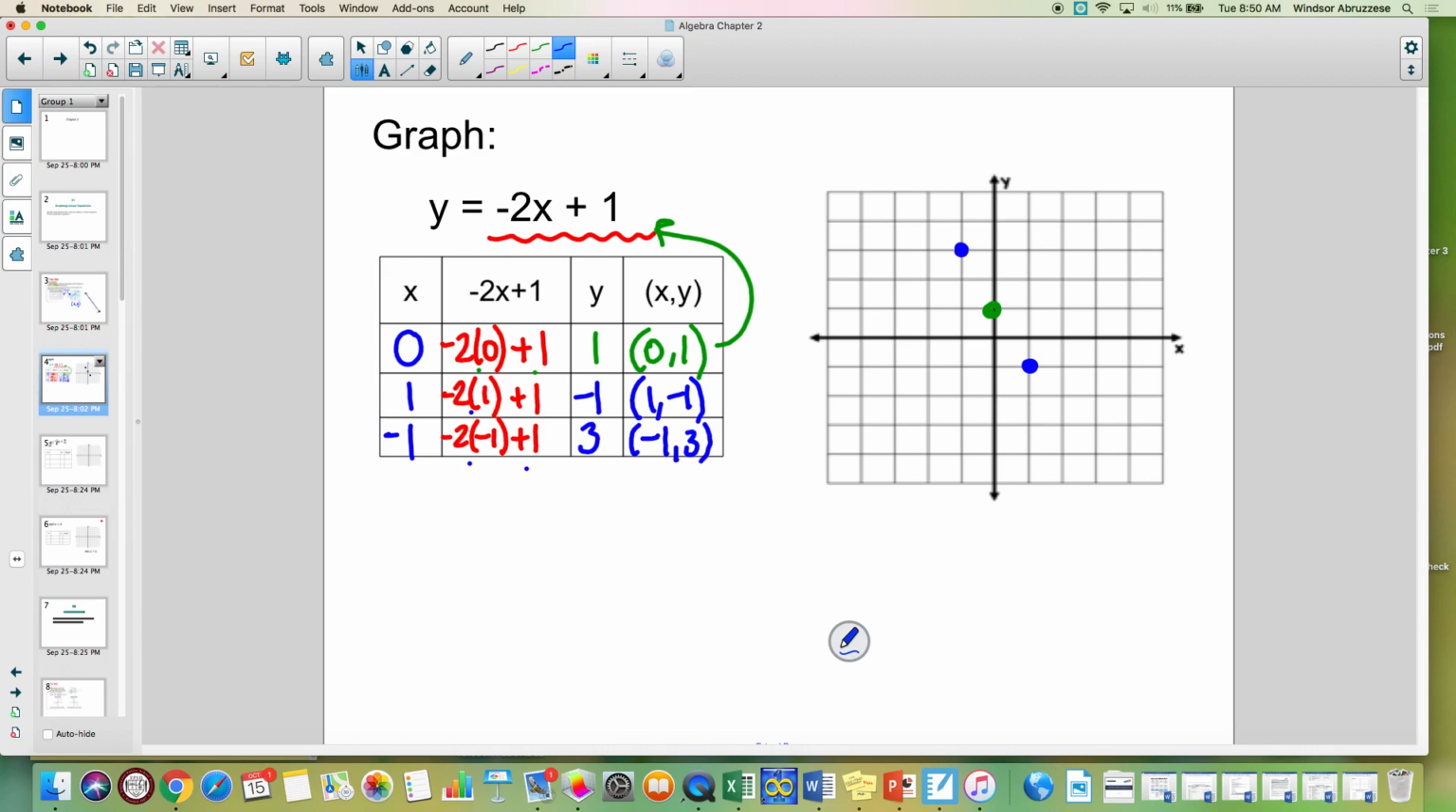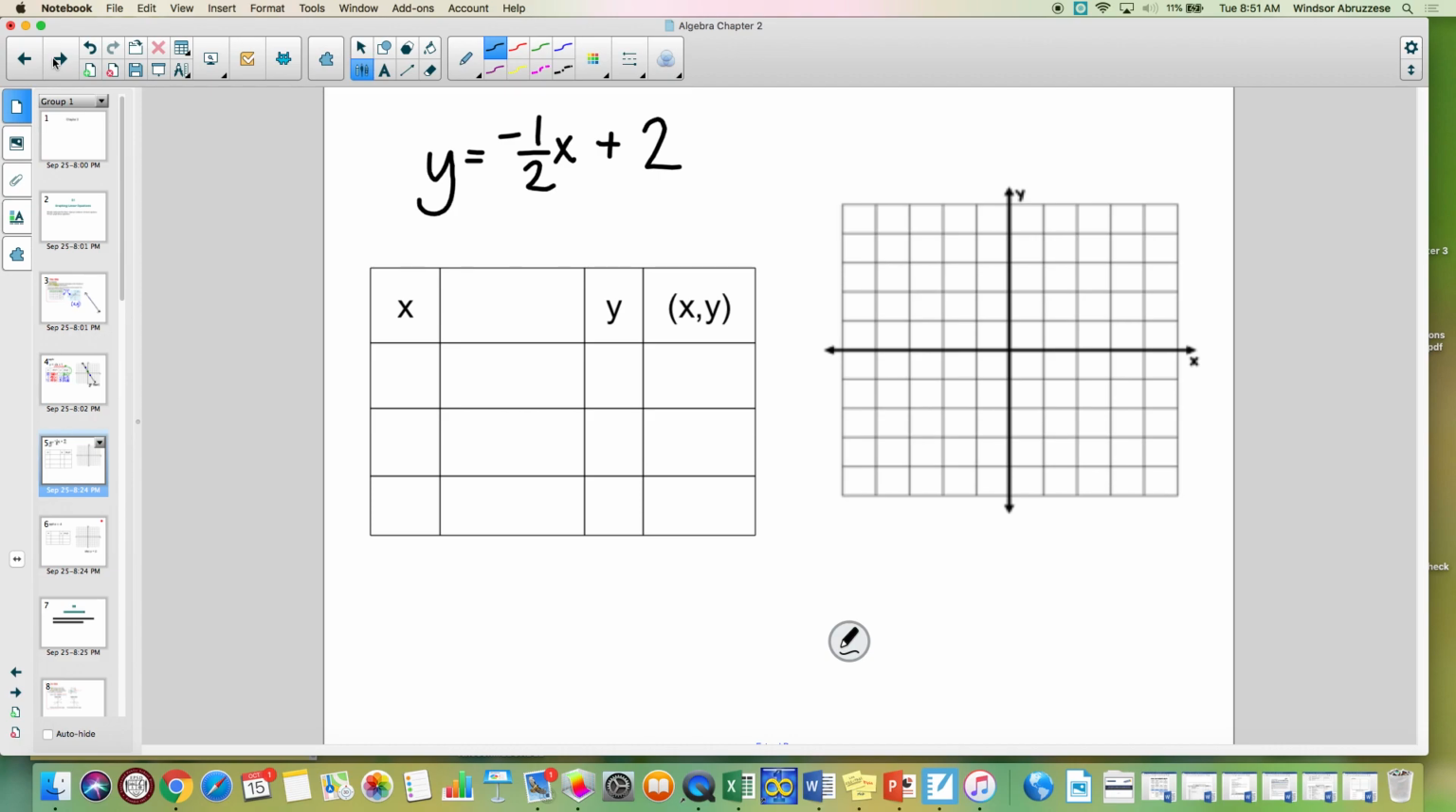Now, all you have to do is connect the dots. You connect all the way to the end of the graph paper. You put arrows at the end of the line, and then you label your line with the equation, the original equation, y equals negative 2x plus 1. And that's it. That's all we're done doing. Let's try the next one.